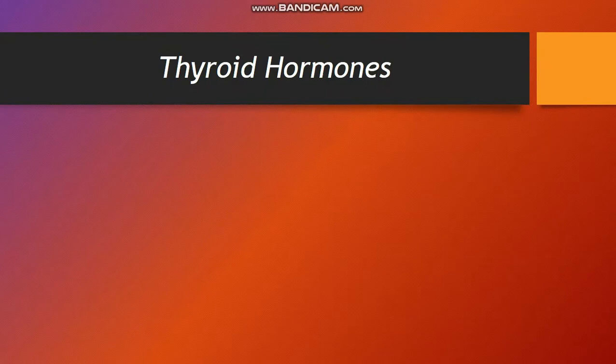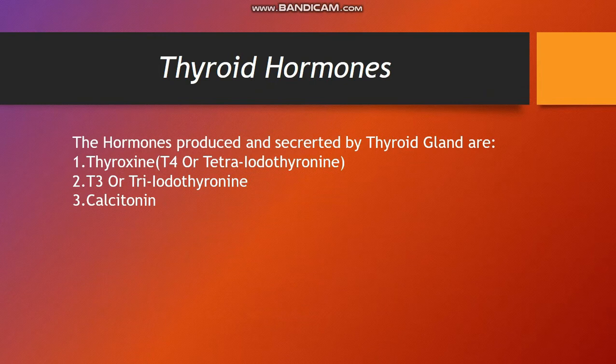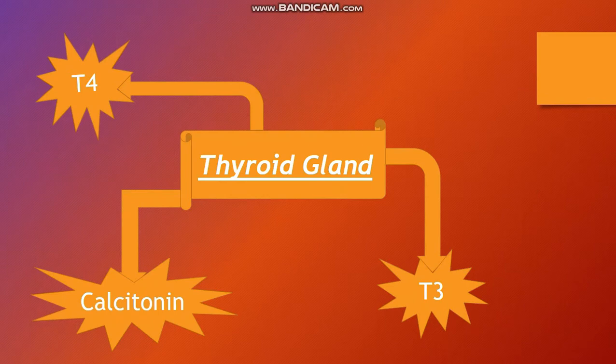Well, thyroid hormones. The hormones produced and secreted by the thyroid gland. You must keep in mind, the thyroid gland is an endocrine gland, a ductless gland. Thyroxine, T4 or tetraiodothyronine, T3 or triiodothyronine, and the fourth one is calcitonin. The hormones of the thyroid gland are T4, T3, and calcitonin.